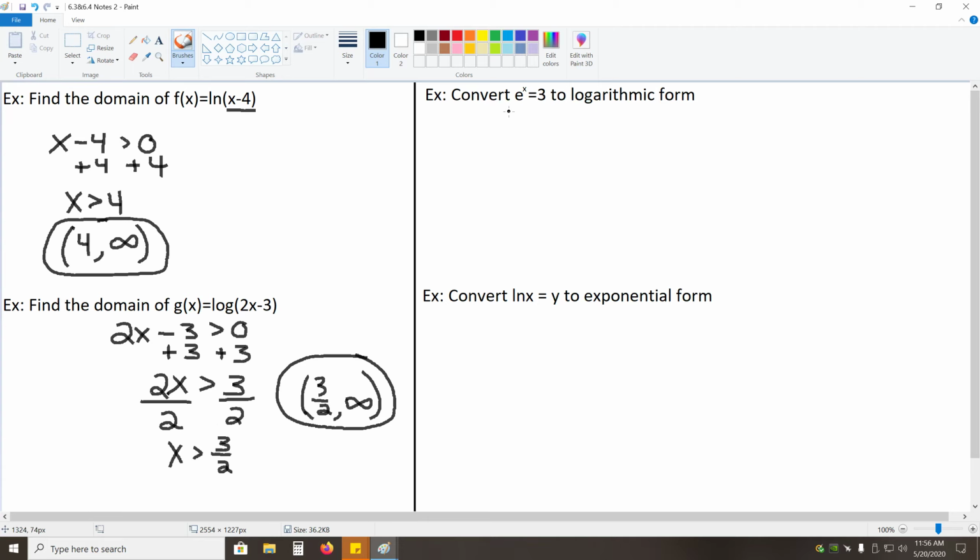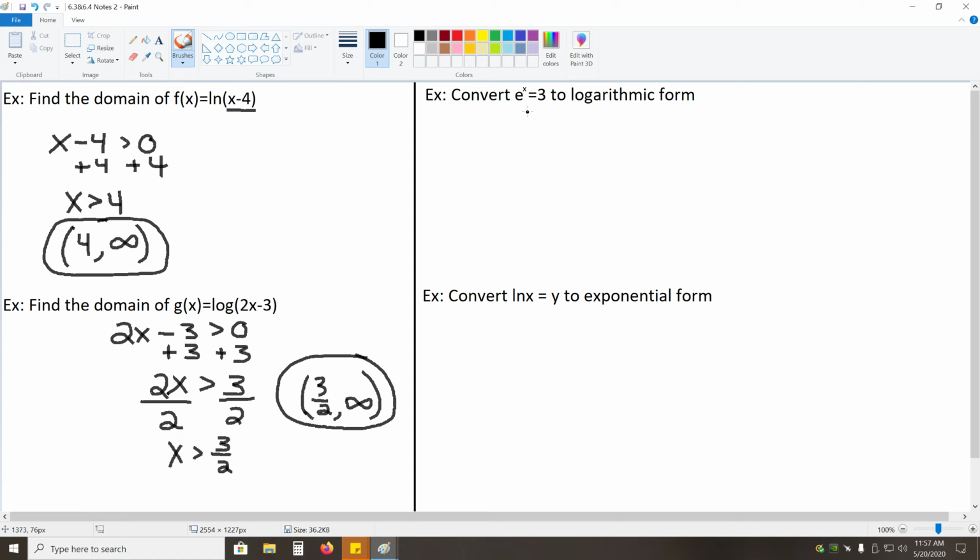Continuing on from here, we now want to convert e to the x equals 3 to logarithmic form. So go ahead, take a moment, pause the video. This is like our previous examples. I want you to try to solve this problem, converting this to logarithmic form.